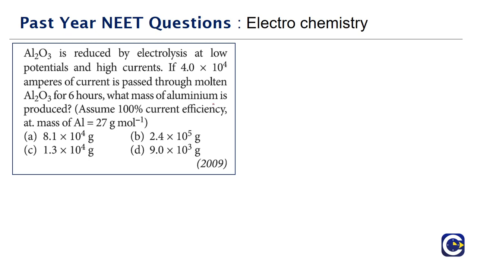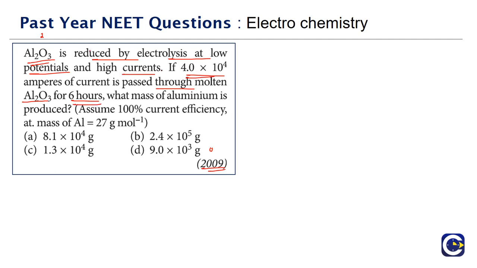This is a question that has come in 2009. It's based on Faraday's laws. Aluminum oxide is reduced by electrolysis at low potential and high current. What is the current value? 4 into 10 power 4 amperes, passing through the molten Al2O3 for 6 hours.